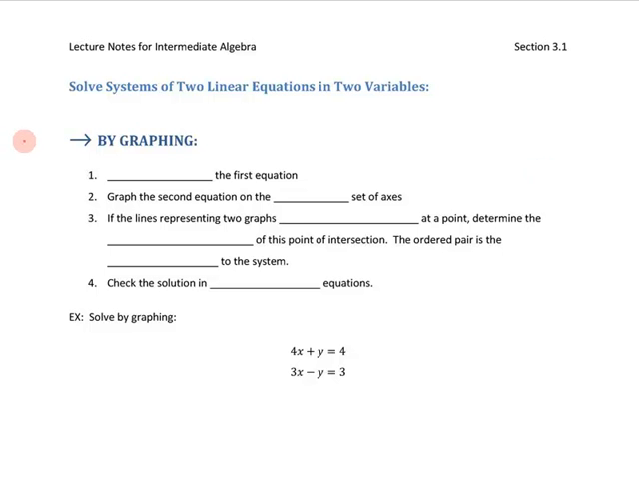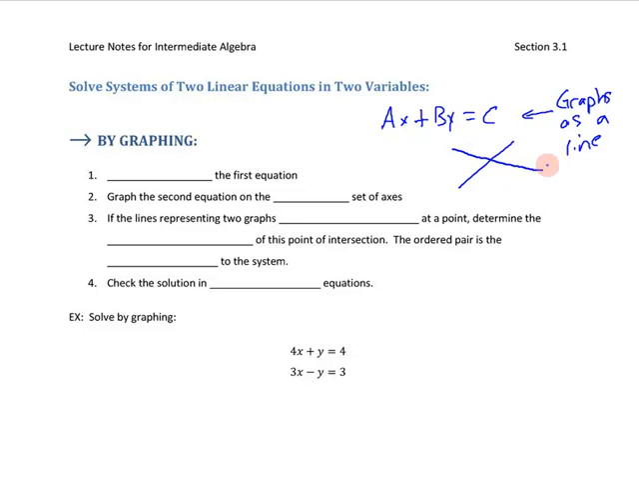Let's start off by talking about how we graph to solve a linear equation. Recall that if I have an equation in two variables and it's of the form ax plus by equals c, that graphs as a line, right? Now if I have two equations, that means I have two different lines. To solve the system means to find any point that's on both lines at the same time. In other words, trying to find where they intersect. This would be the solution.